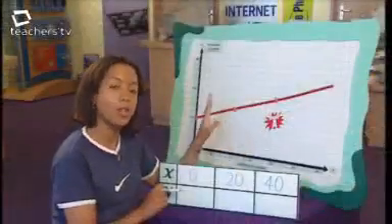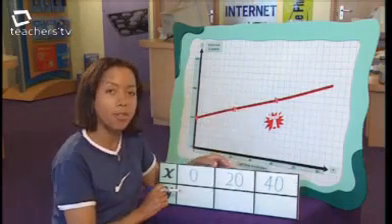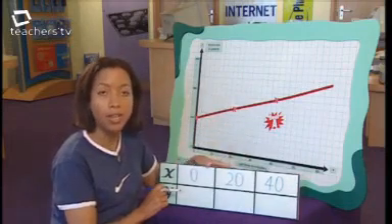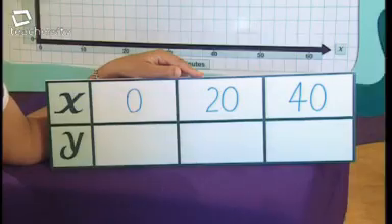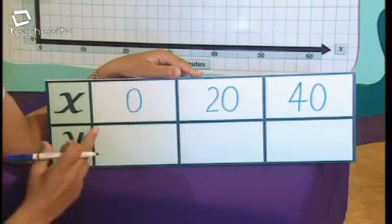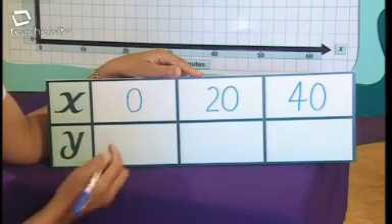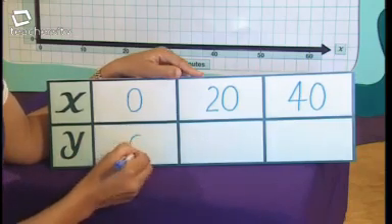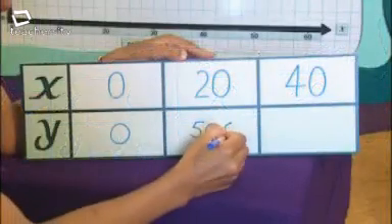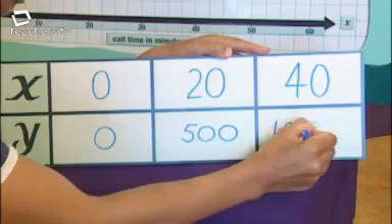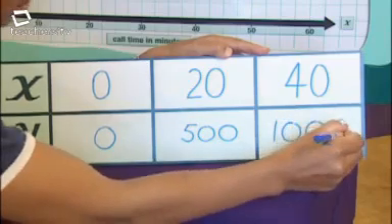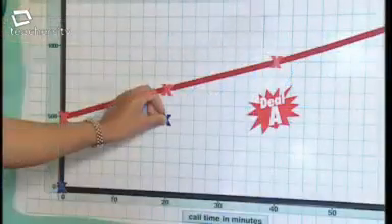This is the graph for Deal A. Now let's look at the graph for Deal B. Deal B is the one where line rental is going to cost you nothing, but calls cost 25p per minute. So if you don't use it, the call time x is 0 minutes, and no line rental means the cost y is 0 pence. 20 minutes of call time costs £5 or 500 pence. 40 minutes of call time costs £10 or 1,000 pence. Plot the points and you get another straight line.